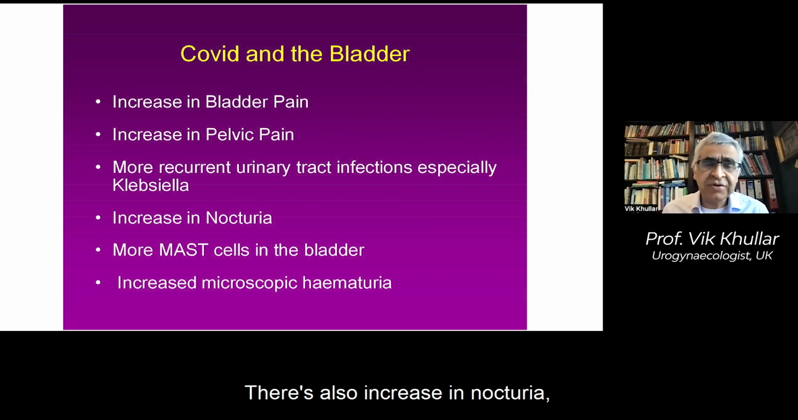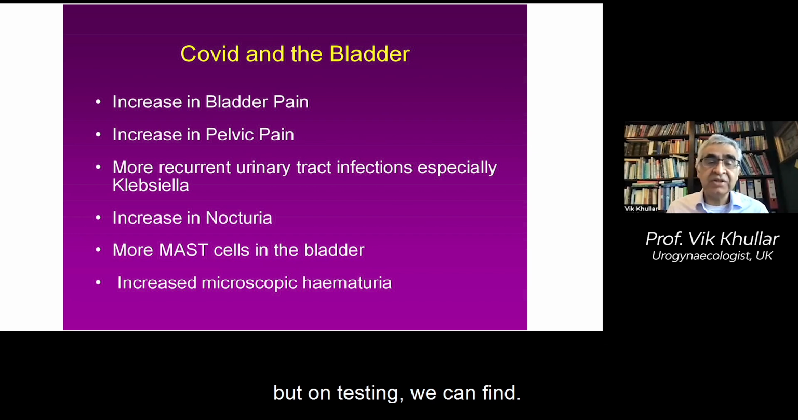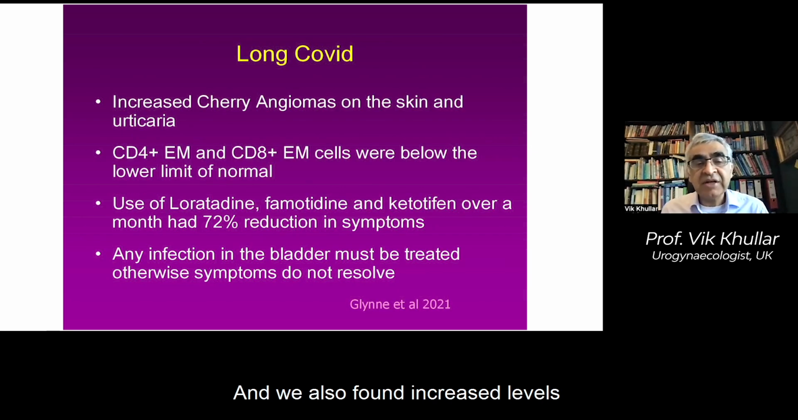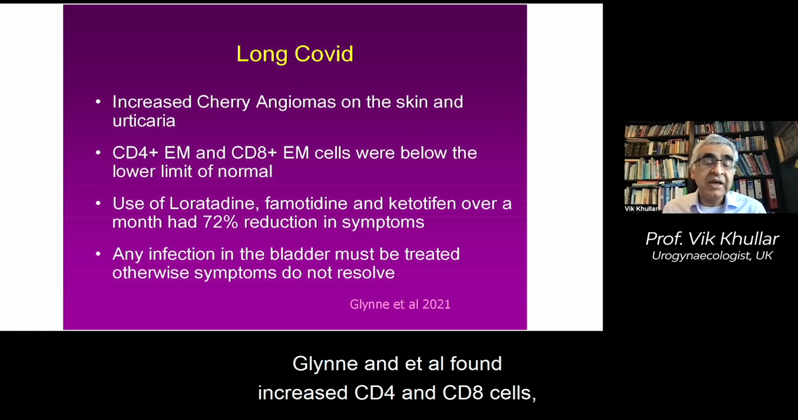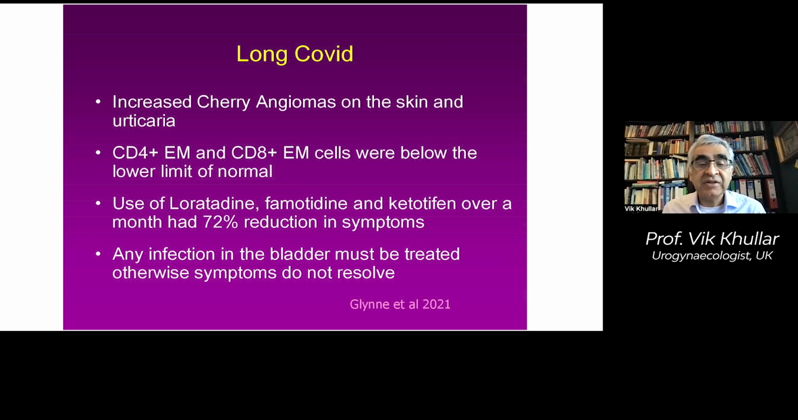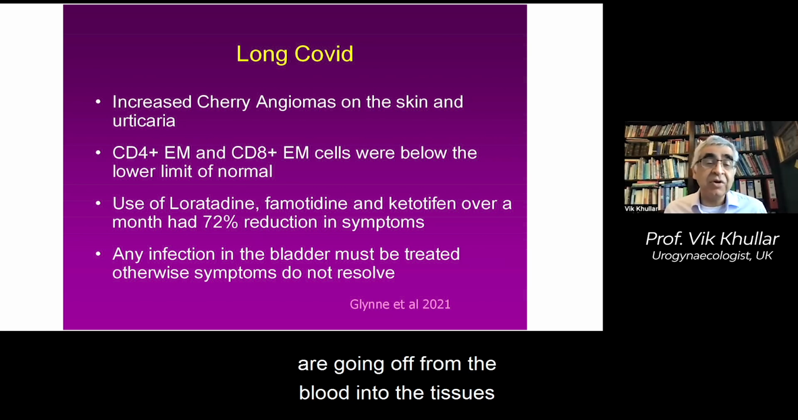There's also an increase in nocturia, and we've now found increased numbers of mast cells in the bladder and increased microscopic hematuria. So blood in the urine, which we can't actually see, but on testing we can find. And we also found increased levels of cherry angiomas on the skin and urticaria. And looking at flow cytometry in the blood, Glynn et al. found increased CD4 and CD8 cells, reduced in the blood, but subsequently increased in the tissues. So basically these T cells are going off from the blood into the tissues, causing inflammation.